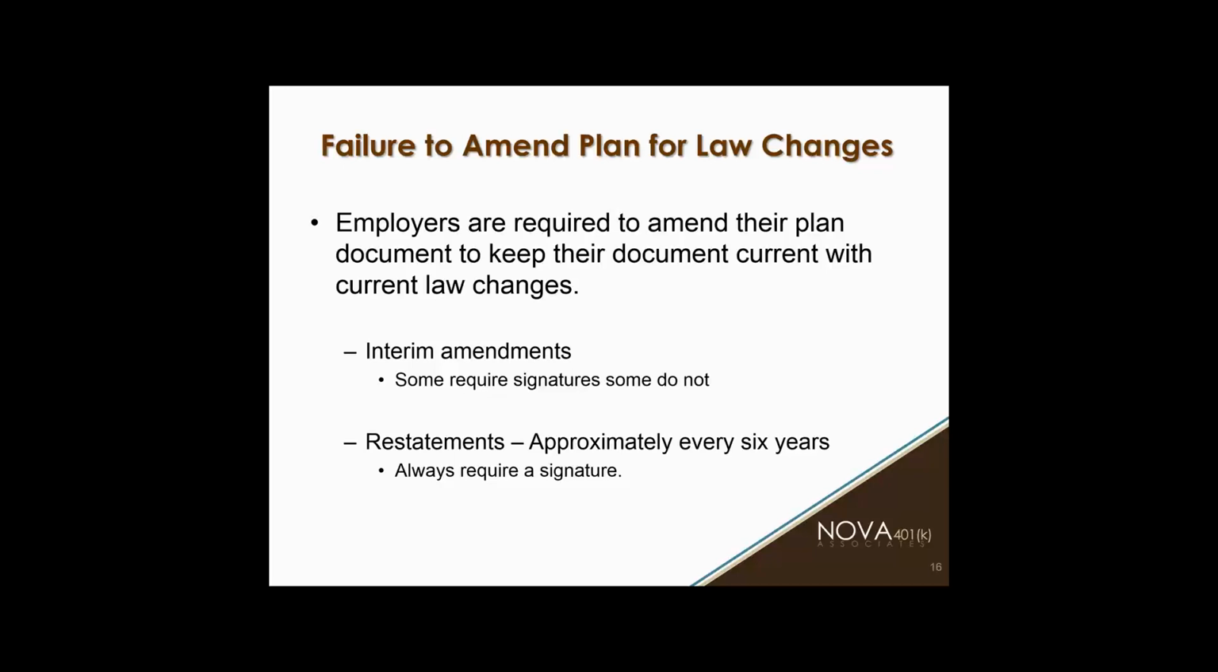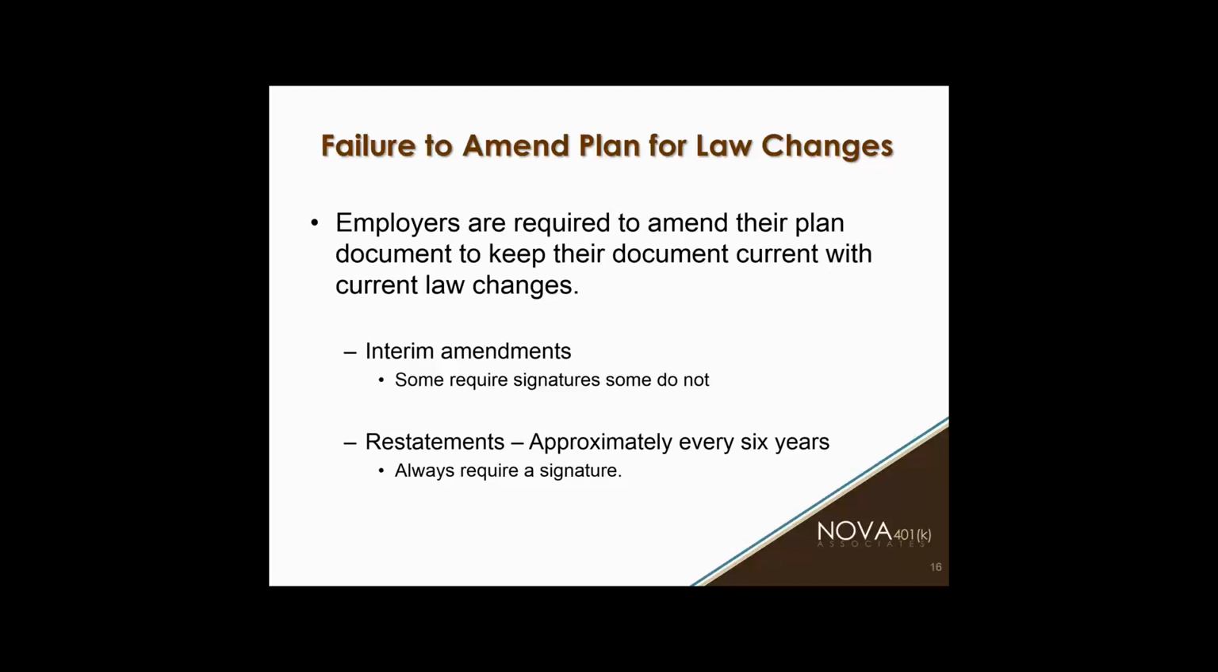So getting into some of the more common mistakes that we see. The first one is failure to amend your legal plan document for current law changes. Every so often the IRS and Congress change the laws governing 401k plans and require certain amendments be made to the plan documents. Sometimes these can be in the form of interim amendments. Every 5 to 6 years, the IRS releases new template documents. They're just fill in the blank checkbox type documents that contain all the latest legal changes.